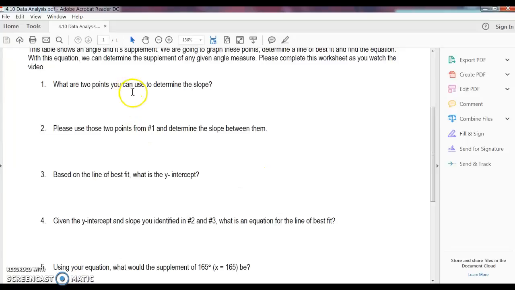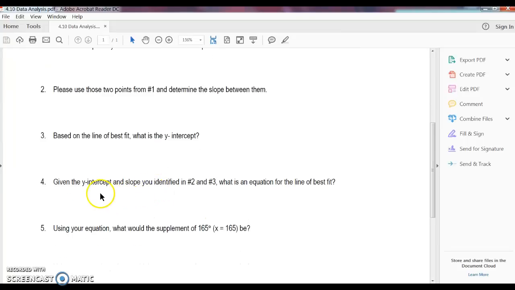So number one, what 2 points can you use to determine the slope? After you identify 2 points, I would like for you to then determine the slope, so use your slope formula. Based on the line of best fit that we discuss in just a moment, what does the y-intercept look like it's going to be for that line of best fit? Given the y-intercept and the slope that you identified in numbers 2 and 3, what is an equation for this line of best fit? This is where you can use the slope-intercept form, y equals mx plus b.